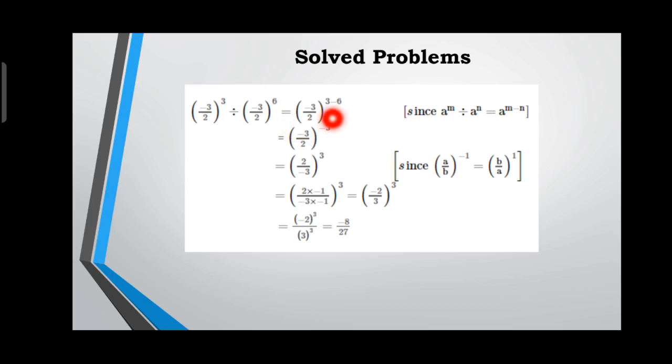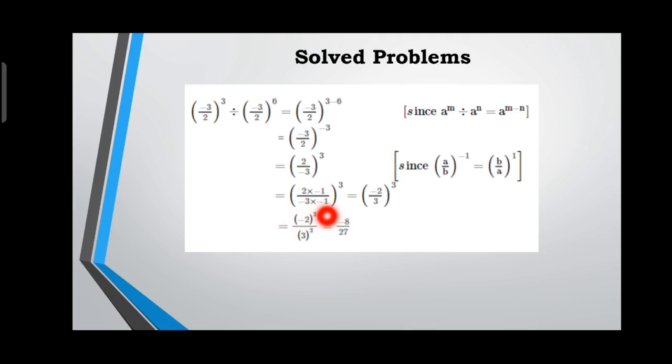If it is division, I already told you we have to subtract the powers, because the base is the same. So for minus 3 by 2, subtracting the powers means 3 minus 6. If you are subtracting, the answer will be minus 3. Now this minus 3 is negative. I told you the power should not be negative, so we have to take the reciprocal of the base. The reciprocal of the base is 2 by minus 3.